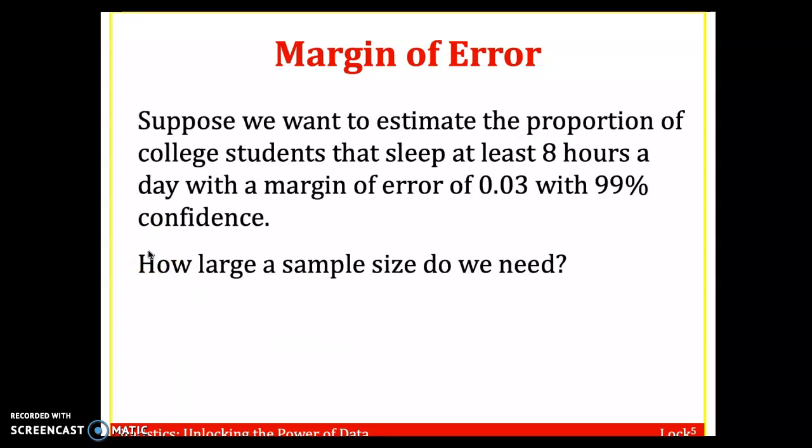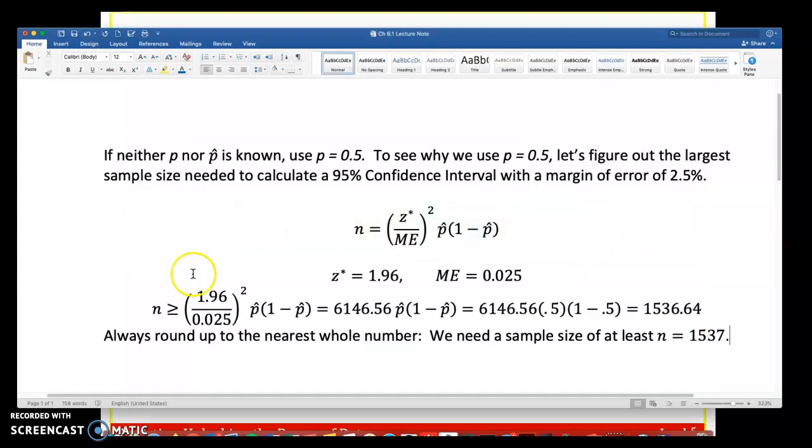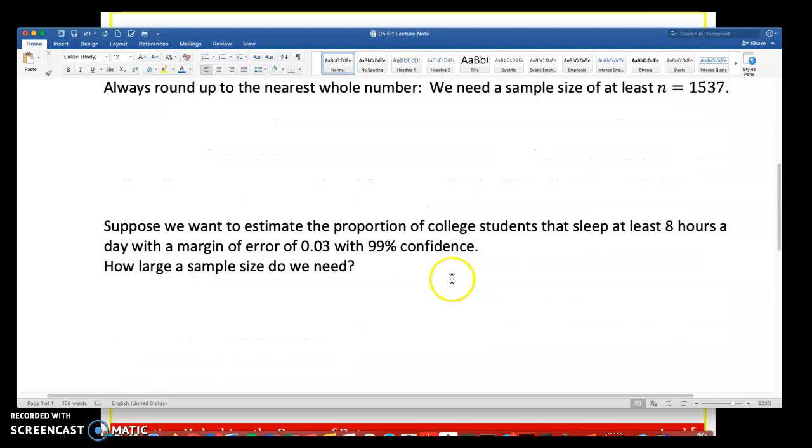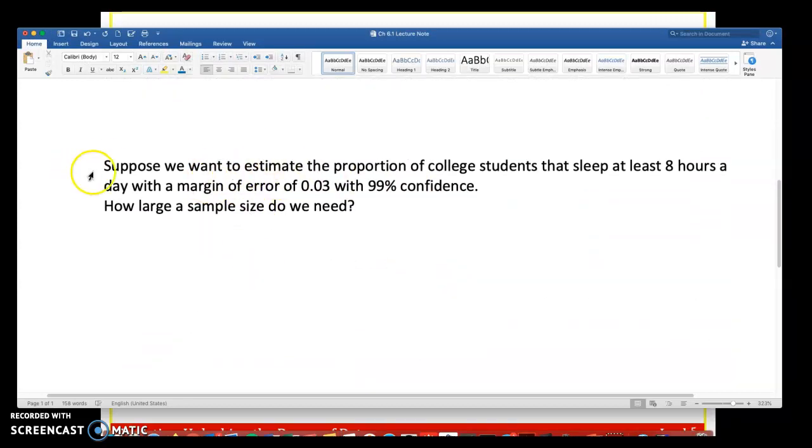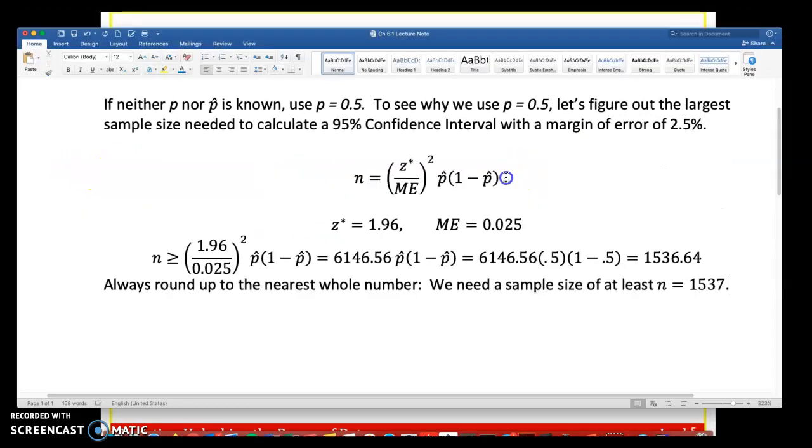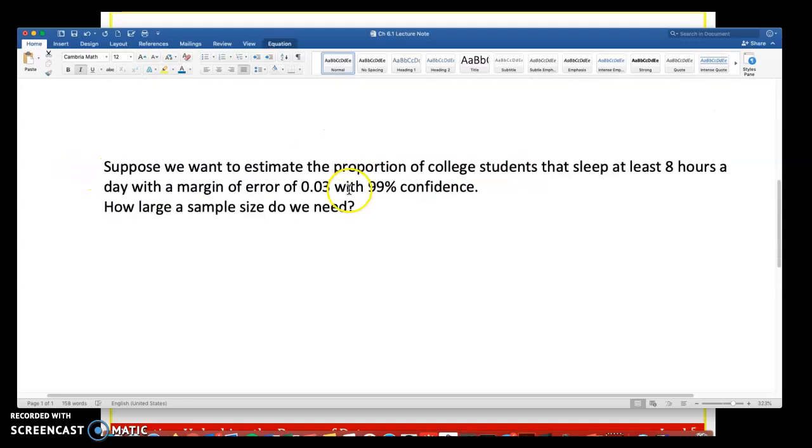All right, suppose we want to estimate the proportion of college students that sleep at least 8 hours a day with a margin of error of 0.03 with 99% confidence. All right, let's run through this. We copy that problem right here. We're using the same exact formula. We want to figure out sample size.